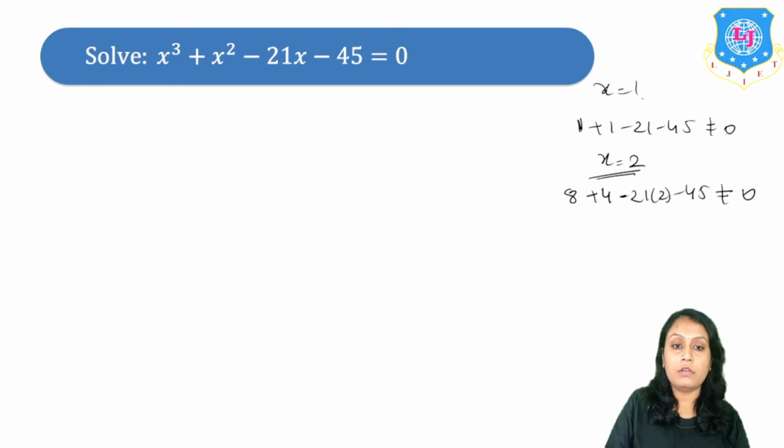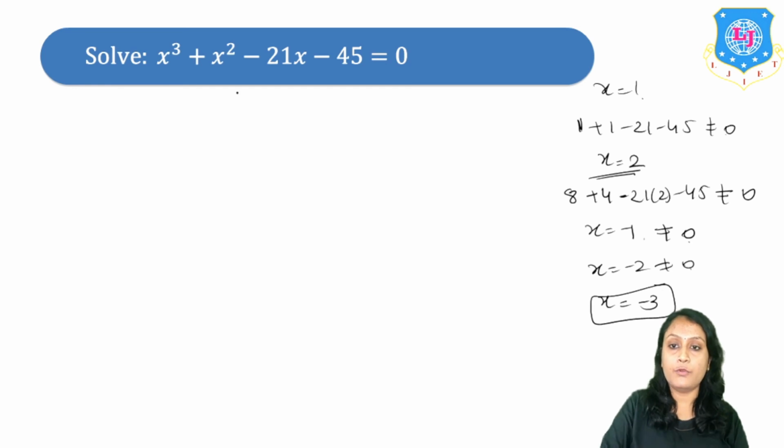Okay, so in this way we need to check different values of x until we get the value of x for which this expression is 0. Now we'll check some negative numbers also. For example, if you check x is equal to minus 1, you will not get 0. For x is equal to minus 2 also we are not getting 0. You will get the 0 answer for x is equal to minus 3. If you substitute minus 3 over here, you will get the answer 0. Therefore, x is equal to minus 3 will be your root. You can verify this by substituting in this equation.